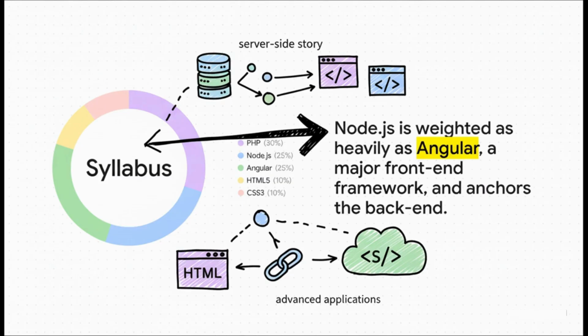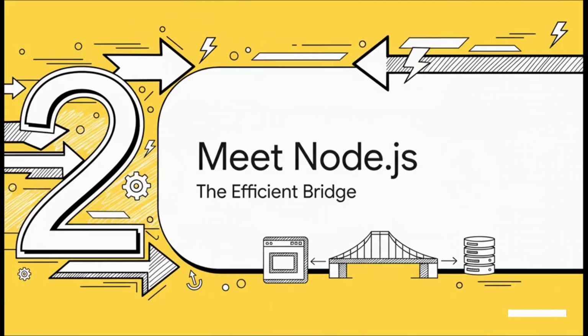It's the critical link between the HTML and CSS you already know and the powerful dynamic apps you're about to build. So, let's get properly introduced to this technology that acts as our bridge. I mean, how does it pull it off? How is it so fast and so efficient? What's the secret to its power?